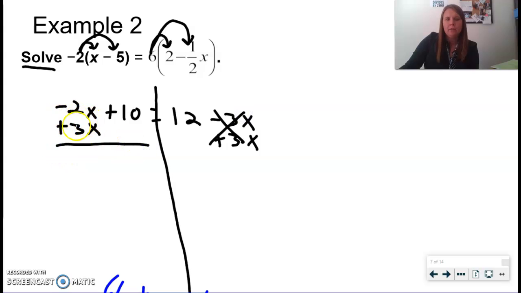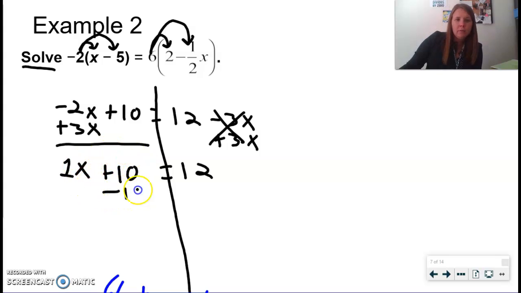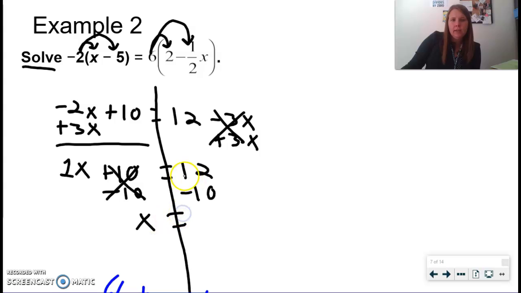A -2x plus a +3x actually just leaves me with just x, or you can think of it as 1x, but it's the same as just x. Plus 10 equals 12. Alrighty, I want to move over this 10 so that the x is by itself. So I'm going to subtract 10. And remember, this 1x just means x, so I'm left with x equals, and then 12 minus 10 is 2.